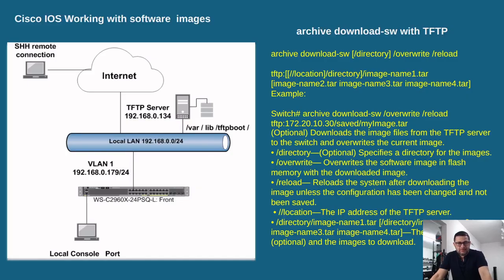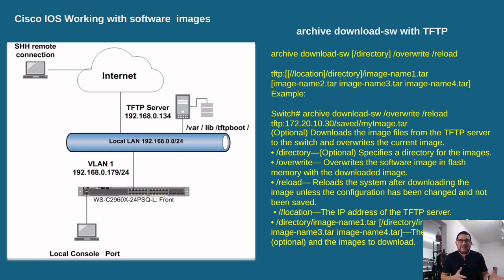So in this video, we are talking about the archive download-sw command in Cisco IOS, which downloads, extracts, and installs a TAR software image, often automating the upgrade process across a stack of virtual chassis configuration. It is preferred over the copy command because it handles the file extraction and updates all members automatically.